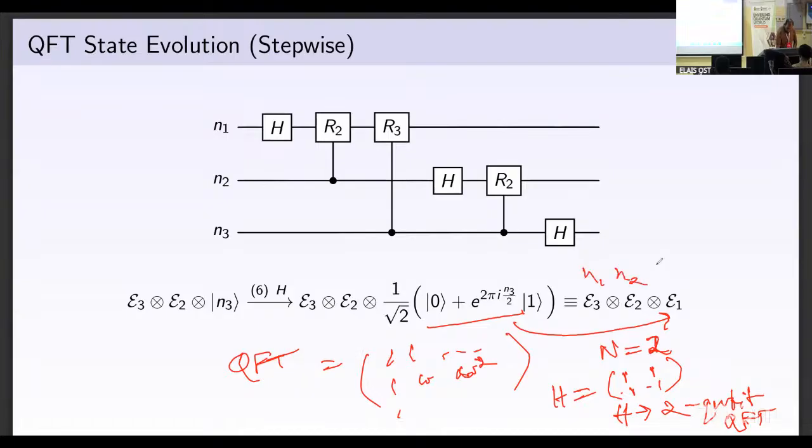N1, N2, N3. But what we get back is in the reverse order: epsilon 3, epsilon 2, epsilon 1. So what we need to do, so that it comes in the same order when we are measuring it, is use something called a swap gate. So we swap the locations of all the qubits.